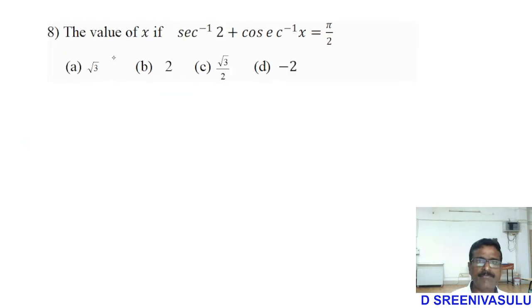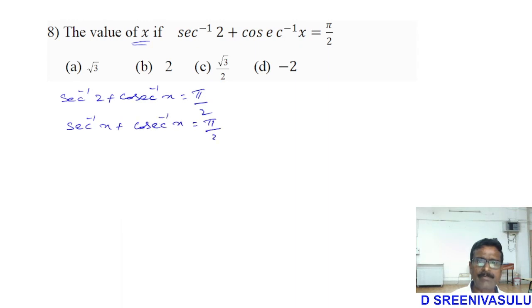Question number 8. The value of x if secant inverse 2 plus cosecant inverse x is equal to pi by 2. Same as the previous problem type. Secant inverse x plus cosecant inverse x is equal to pi by 2 is one of the properties, but properties are not in the syllabus. Here x, here x is 2, therefore x is equal to 2. If you know the property, directly use this method.